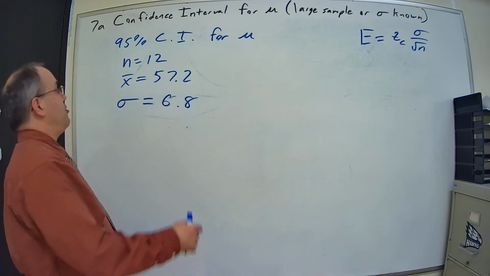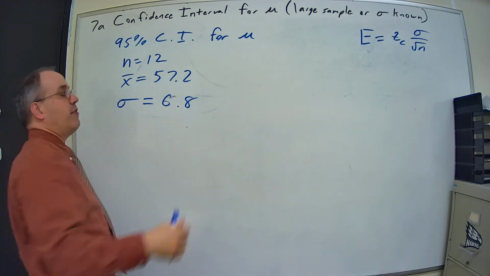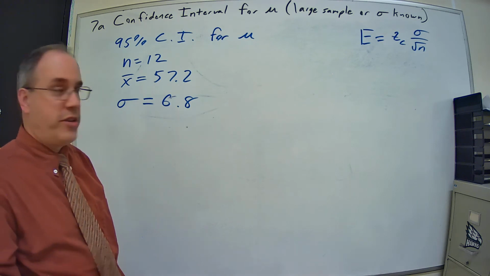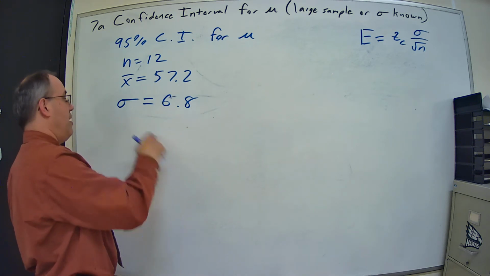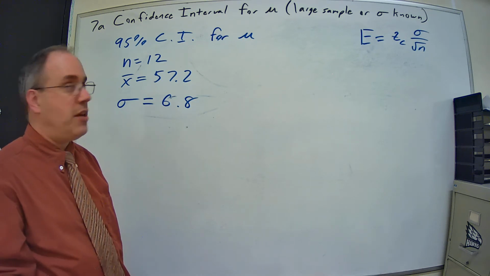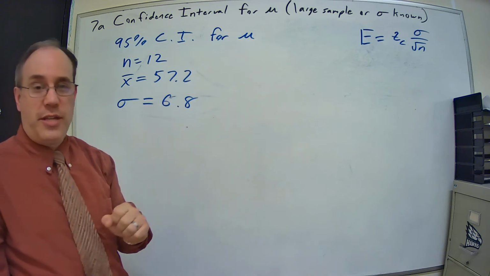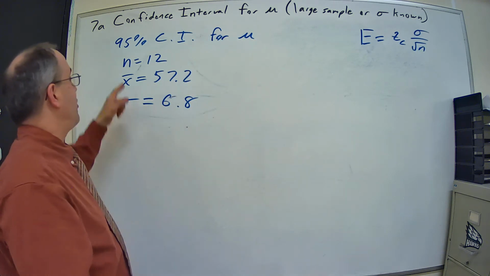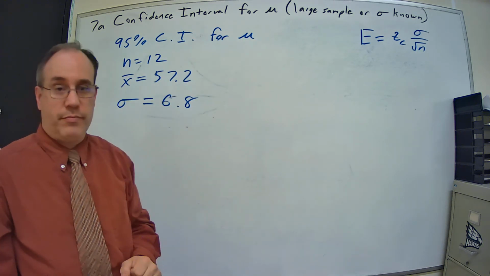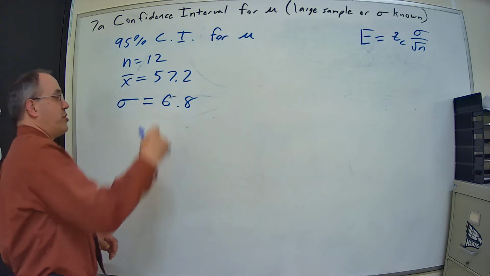Realize that I could have not given you that. I may have said you take a sample of 12 professors, find their average age to be 57.2 with a standard deviation of 6.8, and that would make this the sample standard deviation S. And we wouldn't be able to do this because we wouldn't have the population standard deviation, and we wouldn't have a large sample. But in this case, the population standard deviation was known to be 6.8.